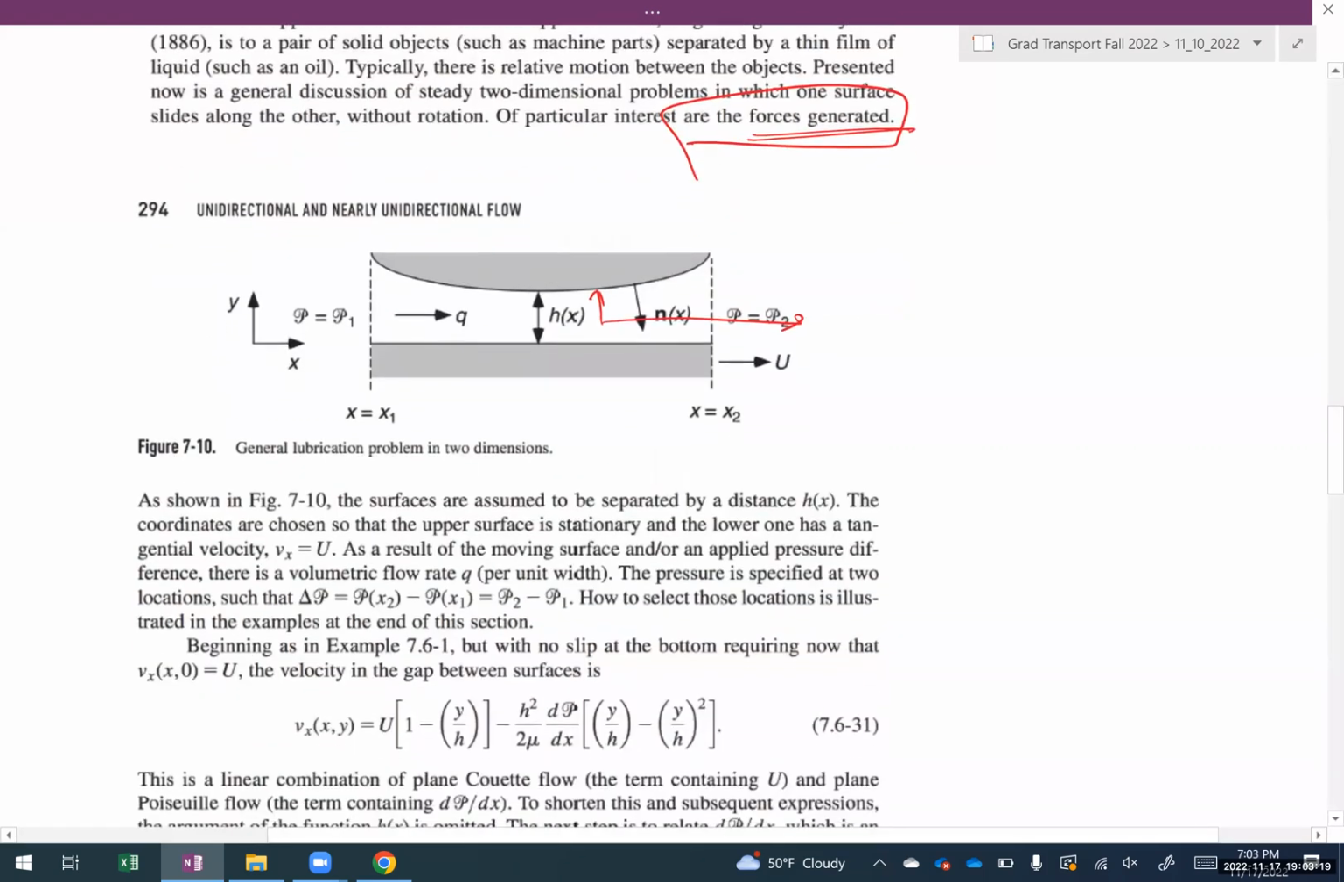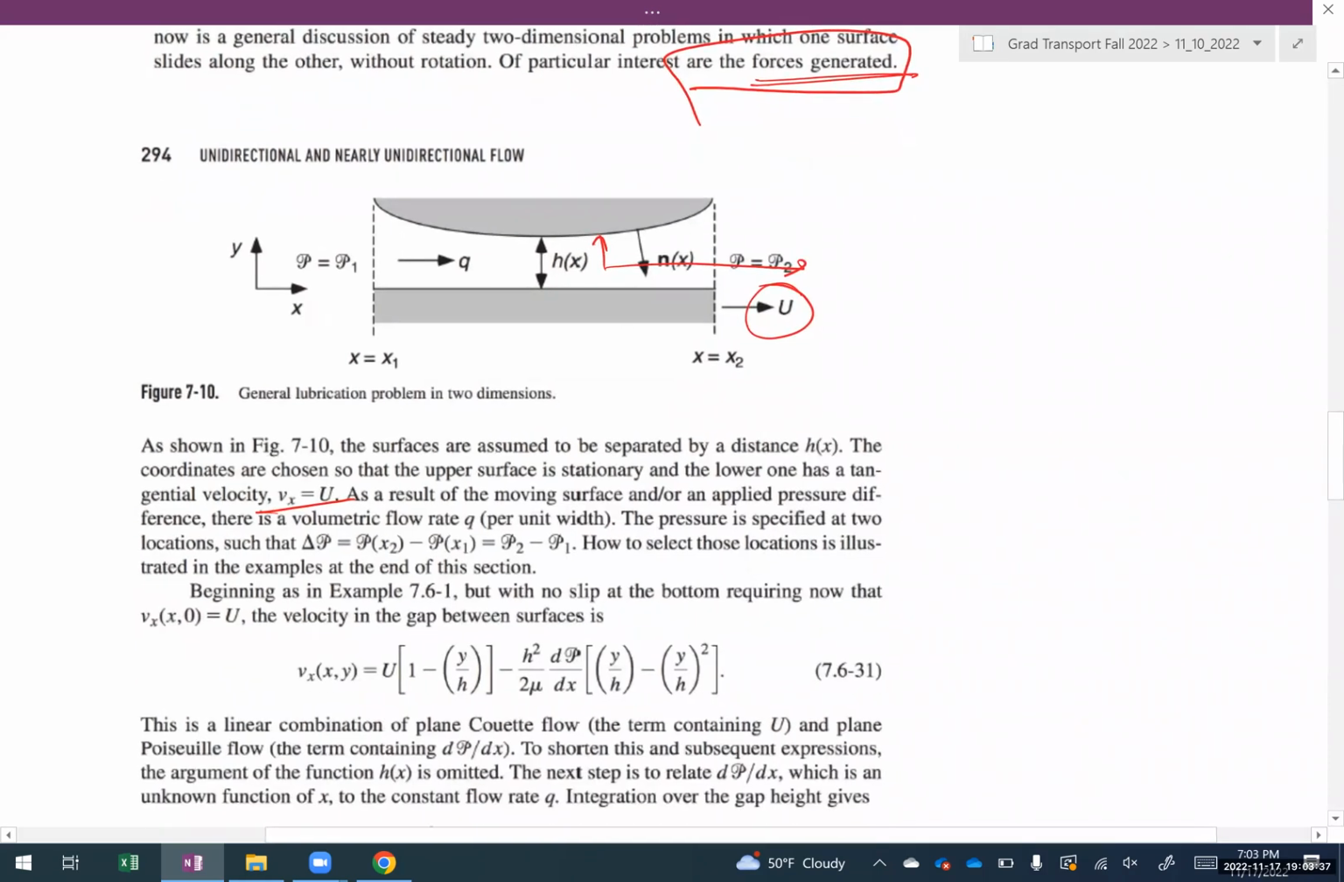Okay, so now basically, as shown in figure 7.1, the surfaces are assumed to be separated by a distance h(x), right? The coordinates are chosen. The upper surface is stationary, and the lower surface is moving at a velocity u, right? Now the pressure is specified at two locations. You know the pressure at x2 and you know the pressure at x1, right? So delta P is P2 minus P1.